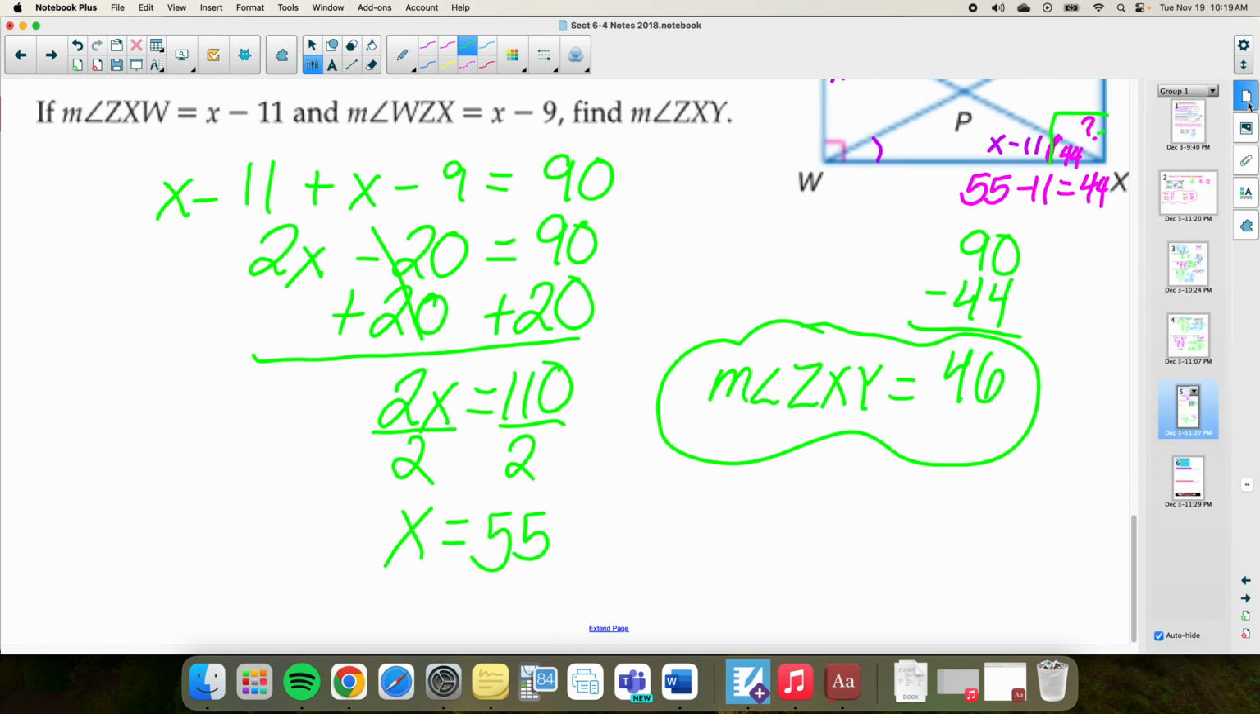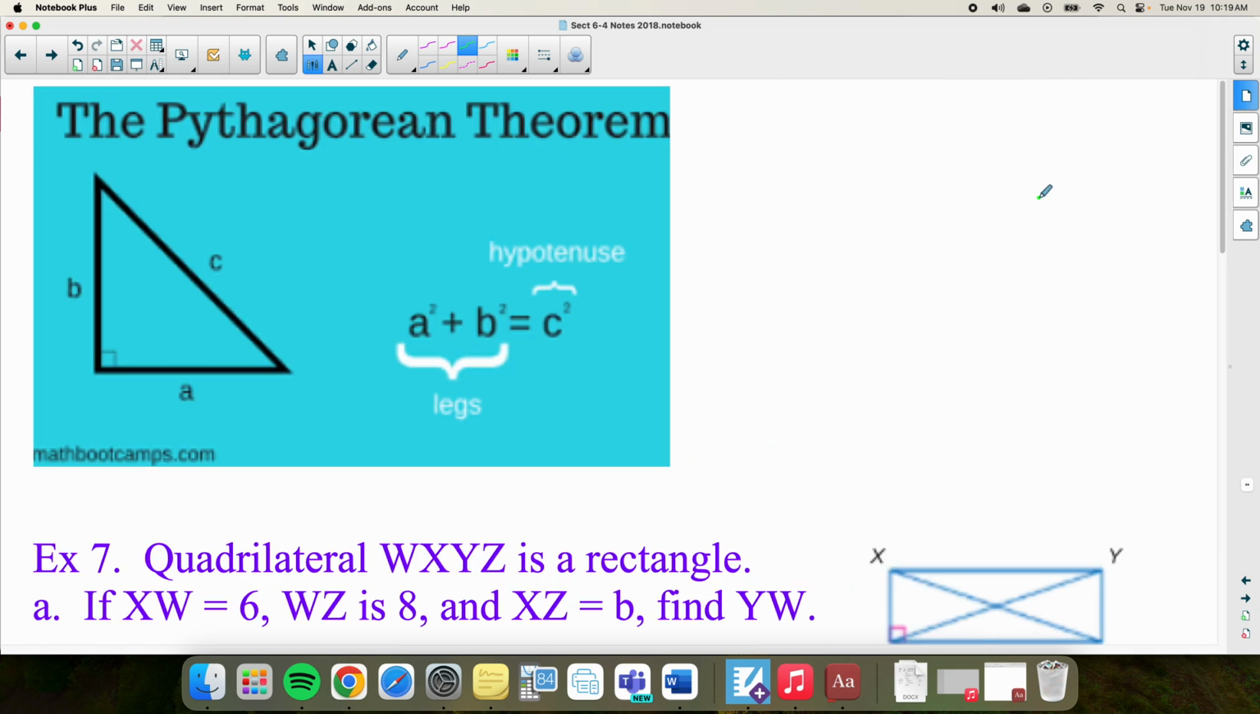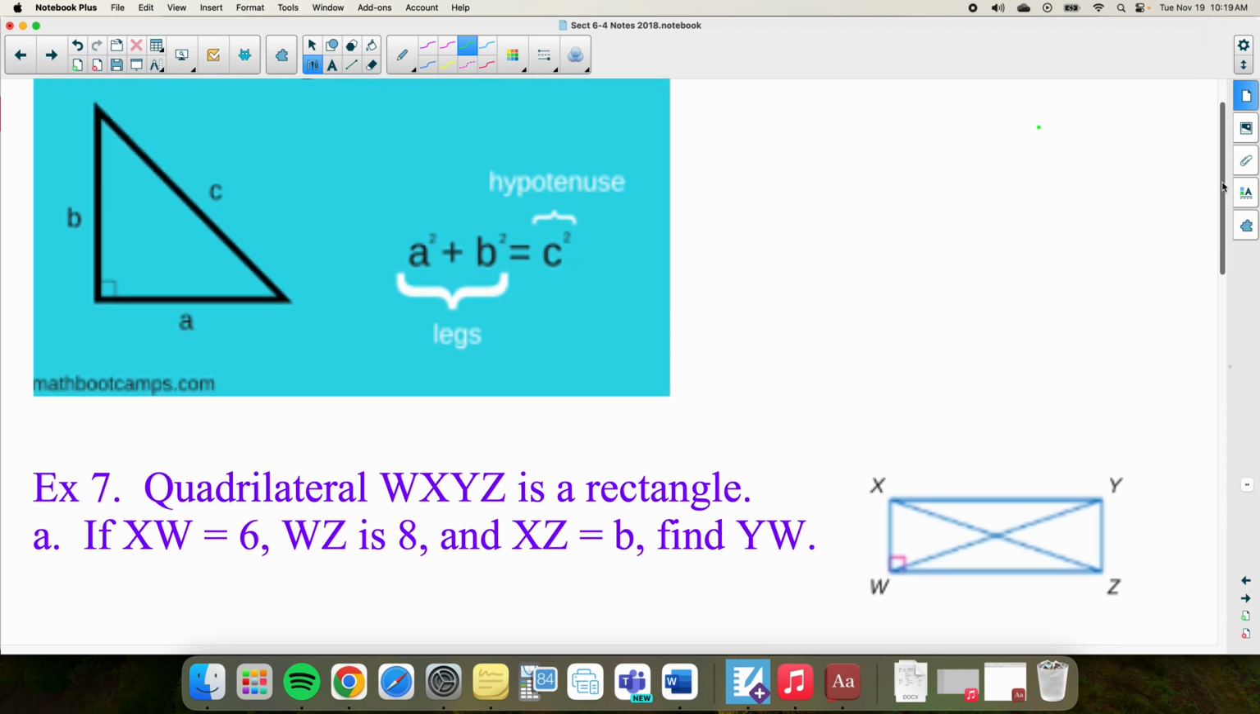Now we go to the last page. I know this is long, but we're almost done. The last thing we're going to do is use the Pythagorean theorem so that we can solve for a missing side in a right triangle.